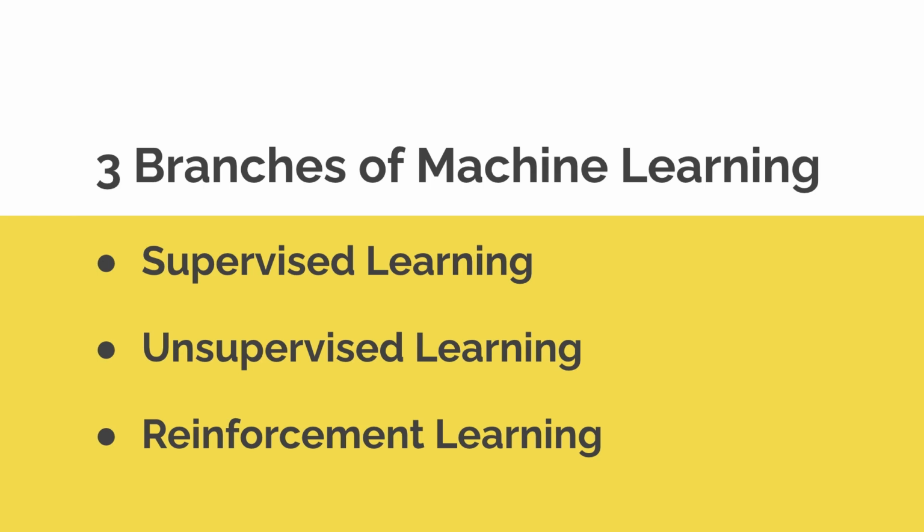Then the third branch of machine learning is reinforcement learning, where your machine learning algorithm is going to be improved with reinforcements.